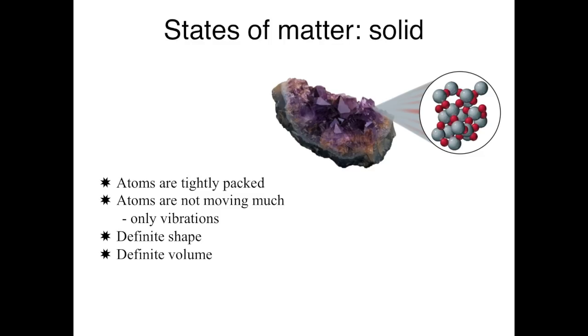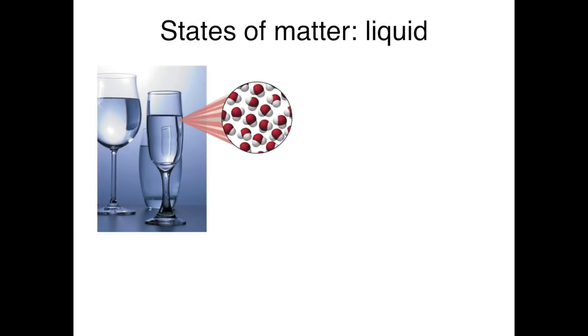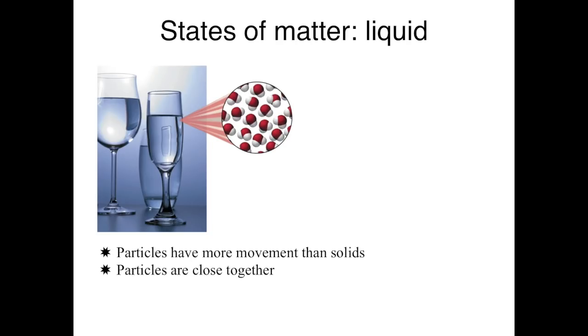And for sure, the volume of a solid does not change. And now transition and think about liquids. Now in a liquid, the particles have more energy to move about than they do in solids. They have more energy, but the attraction between the molecules is still very great to keep them together. So the particles are still close together. This balance is the reason why the shape is whatever its container is.